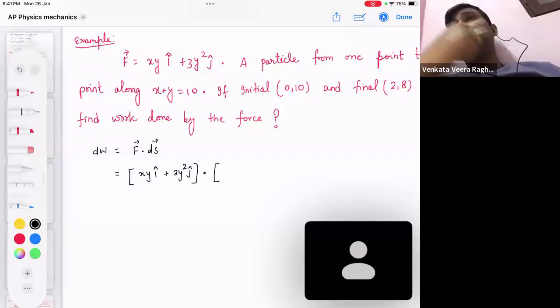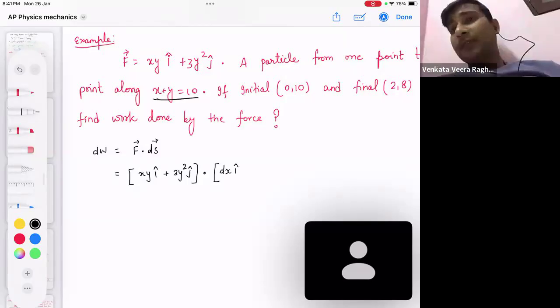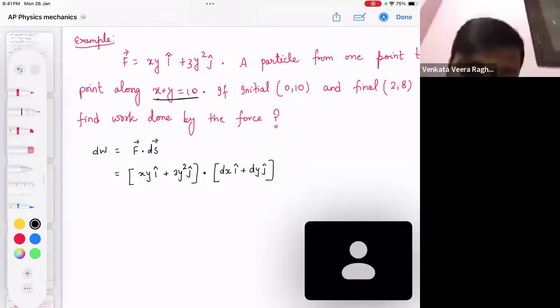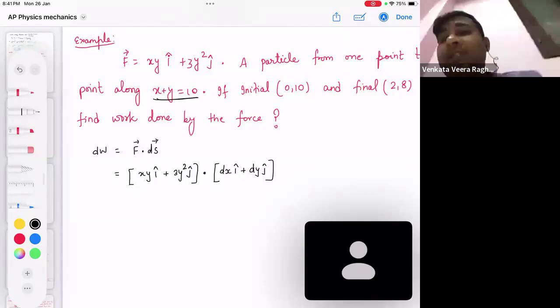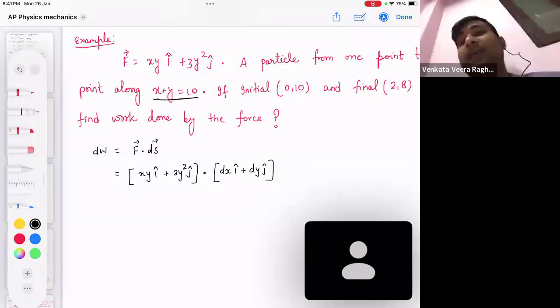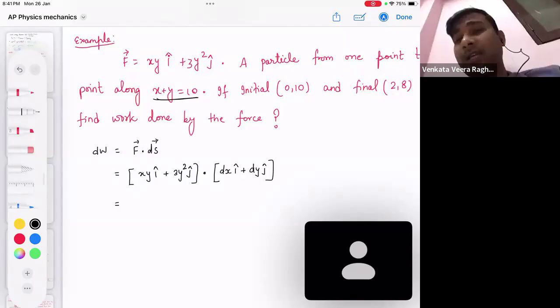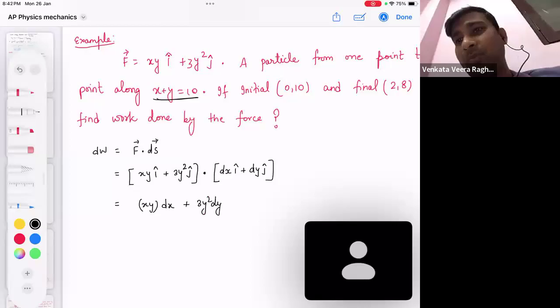So when the particle moves from one coordinate to another coordinate following this path, its x coordinate will change. Let's call it dx i cap. Y coordinate will change. Let's call it dy j cap. So as the force is in x and y both directions, so displacement also I have to take in x and y both directions. Now if you write it, you will get xy dx plus 3y square dy. That is work done.